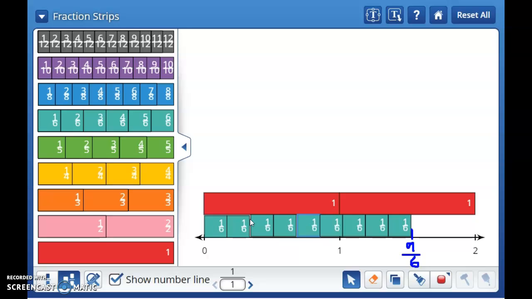You can use these to help you count how many pieces were used out of what was your whole. How many pieces was your whole one of these cut into? Use your fraction strips to help you with this lesson.